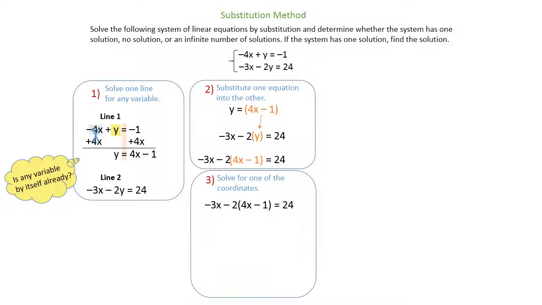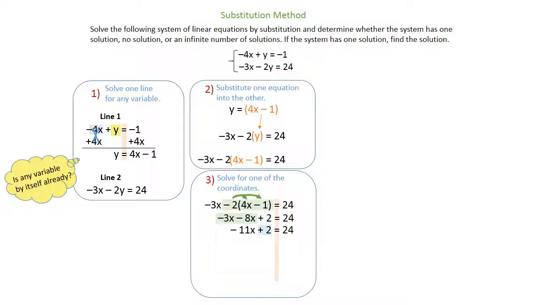Now that we have this equation with just x's in it, we can solve for x, and that's going to give us one of our coordinates. The first thing we're going to do is look at the left-hand side and distribute. You do have to distribute a negative 2. So we're going to do negative 3x minus 8x and then plus 2 equals 24. The left-hand side now has some like terms that we need to put together. A negative 3 and a negative 8 give you negative 11x plus 2 equals 24.